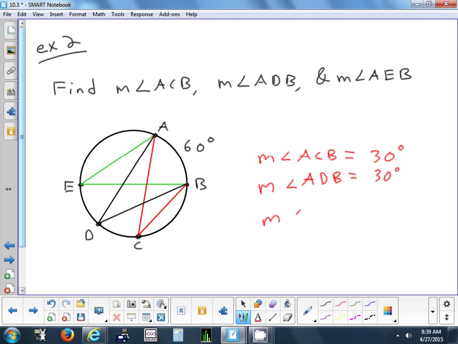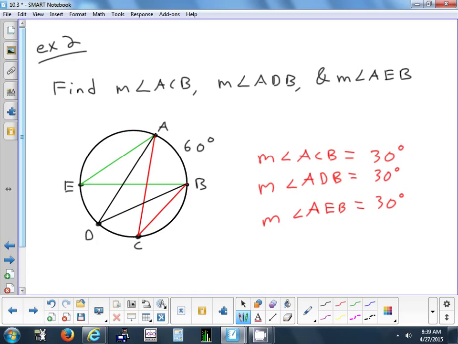How about the measure of angle AEB? 30. Yeah, that's also 30. AEB, that's the two lines in green. Okay. Angle E is the inscribed angle. Look at the intercepted arc for the two lines in green. It's 60 degrees again.